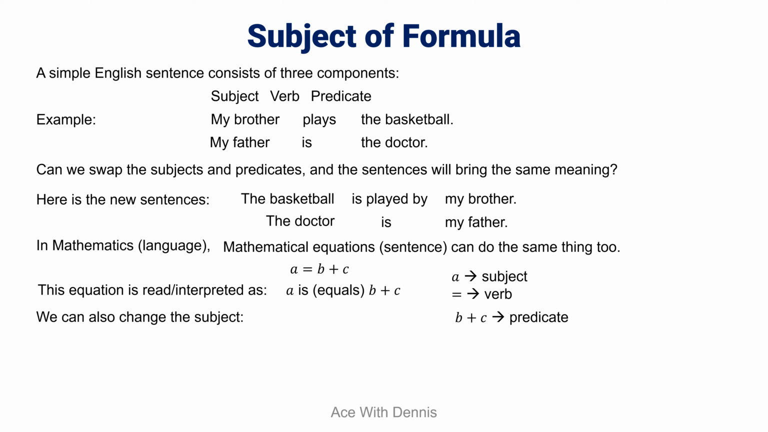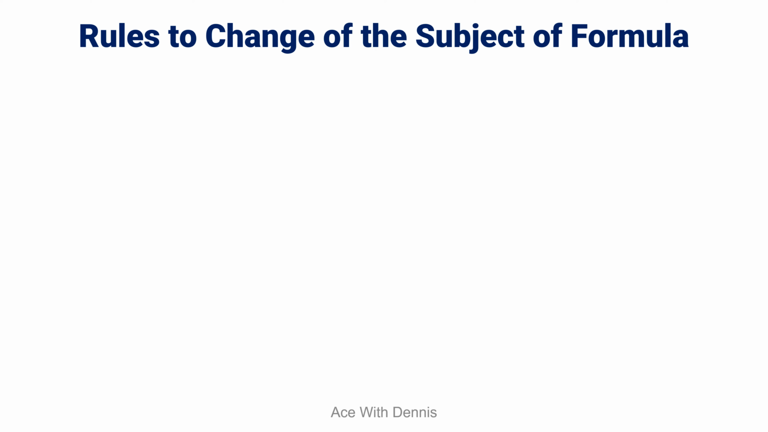So we can also change the subject, where we make B the subject. So now B will become A minus C, or I change C as the subject. So C equals A minus B. So this is how we change the subject of a certain formula or equation. To change the subject of a formula, there are some rules that we need to follow.